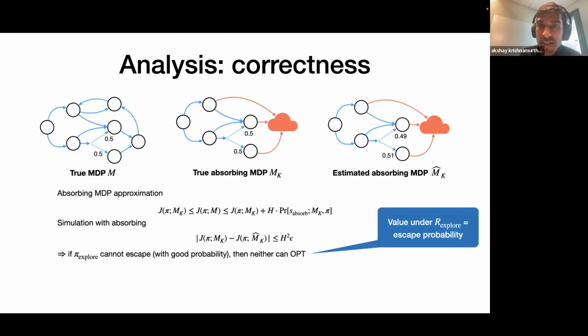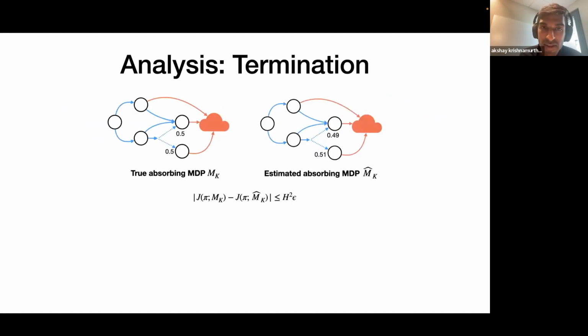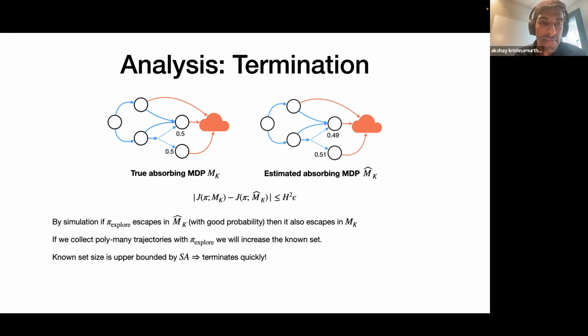And then there's a potential function argument to establish the termination. And this is something like, if your exploration policy actually visits the absorbing state, this can only happen so many times, because every time it visits the absorbing state, you'll slowly be making things that were previously unknown known. And there's only SA many things that are unknown in the beginning. So that's how you do the termination.